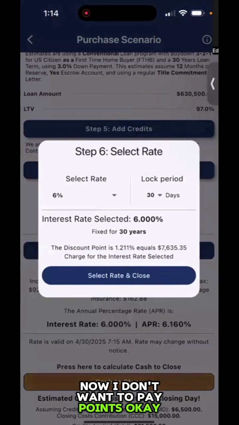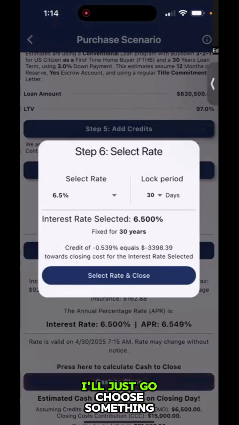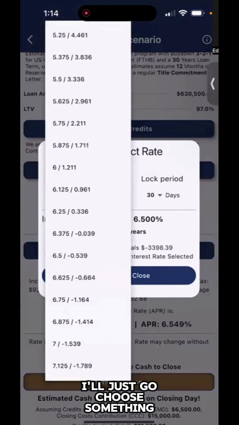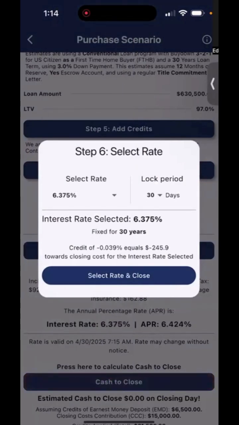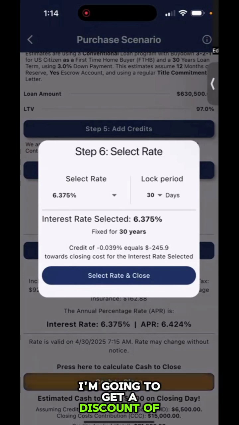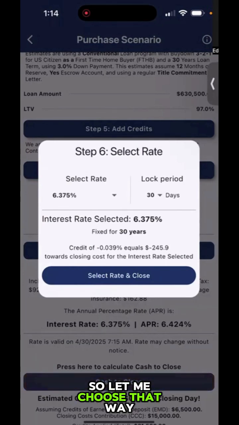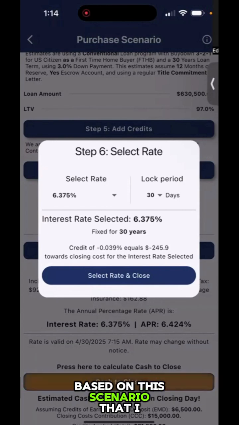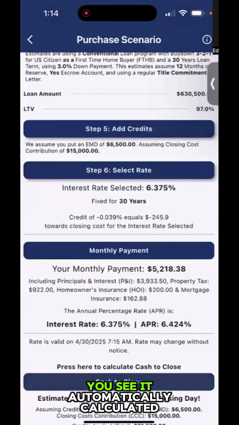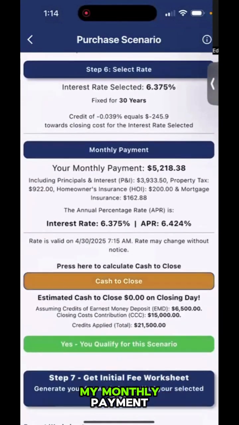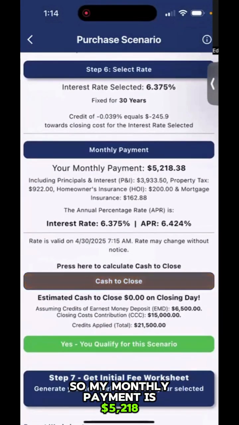Now, I don't want to pay points. Okay, if I don't want to pay points, I'll just go choose something that's charging the minimum. So if I choose the interest rate of 6.375, I'm going to get a discount of minus 245. I'll receive that money, so let me choose that way. And these are live rates based on the scenario that I selected. And once I click on select rates, you see it automatically calculated my monthly payment. So my monthly payment is $5,218.